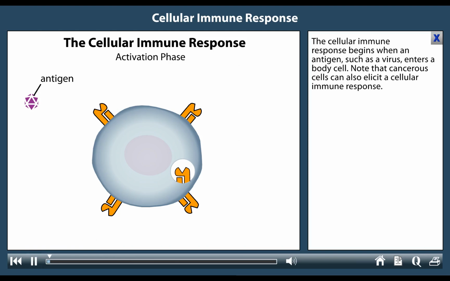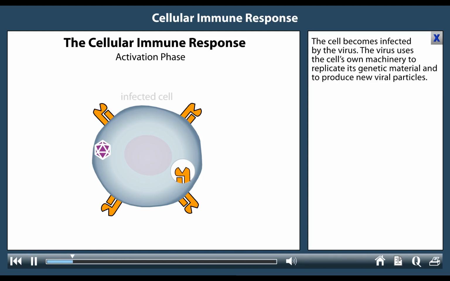The cellular immune response begins when an antigen, such as a virus, enters a body cell. Note that cancerous cells can also elicit a cellular immune response. The cell becomes infected by the virus. The virus uses the cell's own machinery to replicate its genetic material and to produce new viral particles.